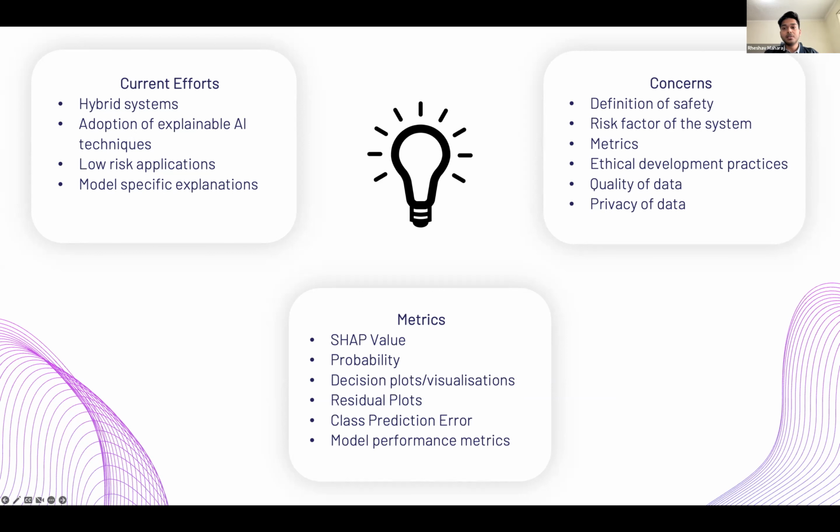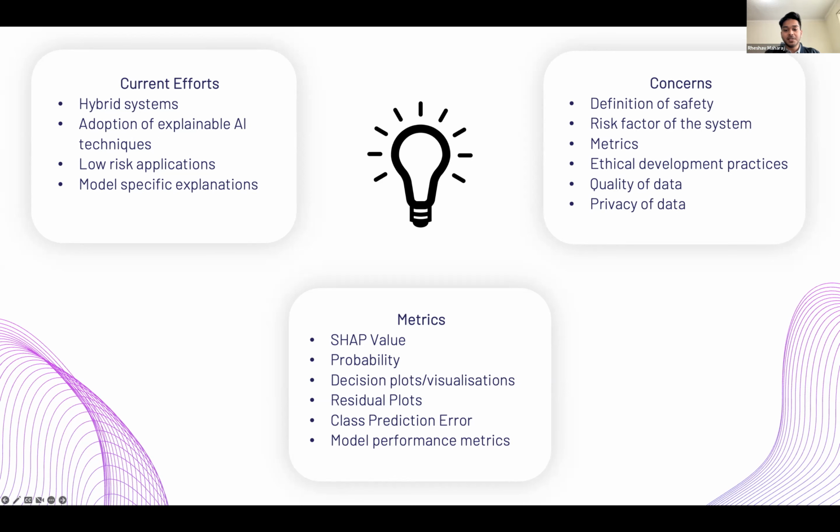Then we have the metrics. How are we calculating the explainability of an AI model, right? So we have the SHAP value, which uses game theory to try and understand or try and break down the overall decision into probability-based smaller features, so that you can understand which features had the most effect on a certain decision. Other ones we can see are residual plots, class prediction errors, and model performance metrics, which are just general accuracy-based metrics.